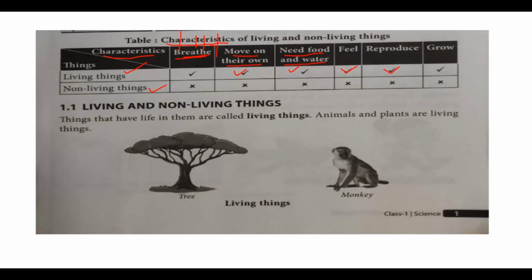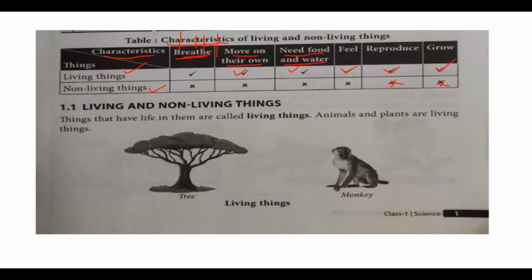For example, a cat gives birth to kittens, so they can produce their own kind. From a crow we get a crow. And next, living things can grow. Yes. What about non-living things? Non-living things cannot reproduce. They cannot produce or multiply their own kind, and they cannot grow. So living things can breathe, move on their own, need food and water, can feel, reproduce and grow, whereas non-living things cannot breathe, cannot move on their own, do not need food and water, cannot feel, cannot reproduce, cannot grow.